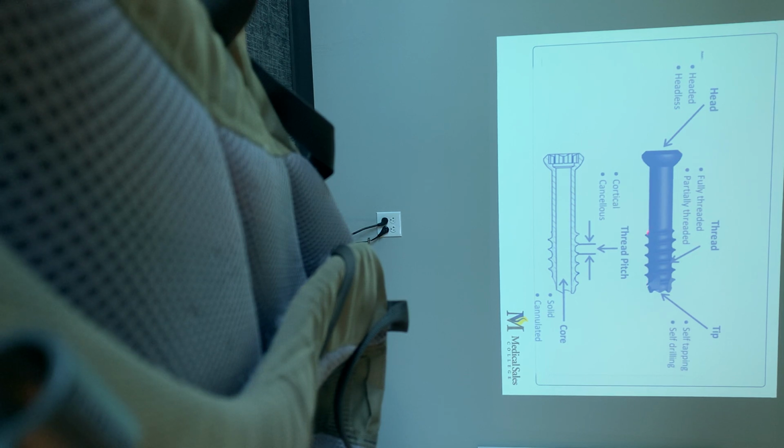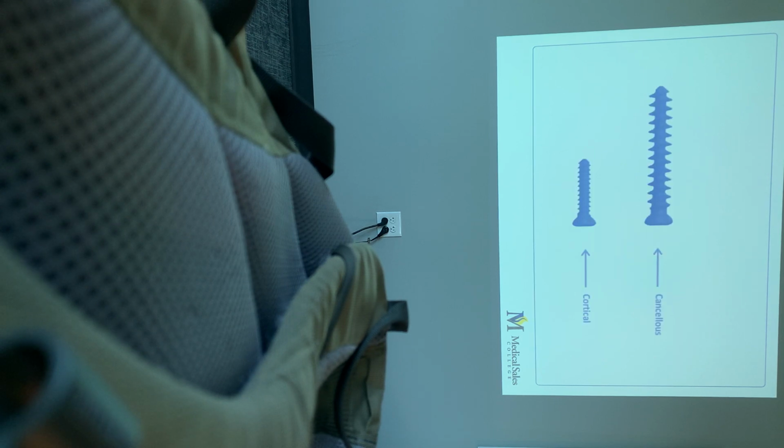Knowing the threads and the differences in the thread pitch is important because it impacts the way the screw is used. A 6.5 millimeter, 40 millimeter screw: 6.5 is the major diameter of the threads, and 40 is the length of the screw. Of course, we know about cancellous and cortical.